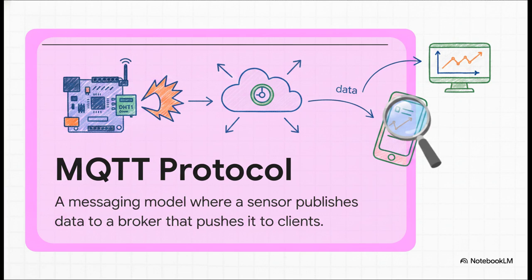Your Arduino acts as a publisher, shouting out, "Hey, the humidity is 45%" to a central broker. Then, your smartphone app acts as a subscriber, silently waiting to receive that specific update. It's incredibly lightweight, which is absolutely perfect for these tiny microcontrollers.